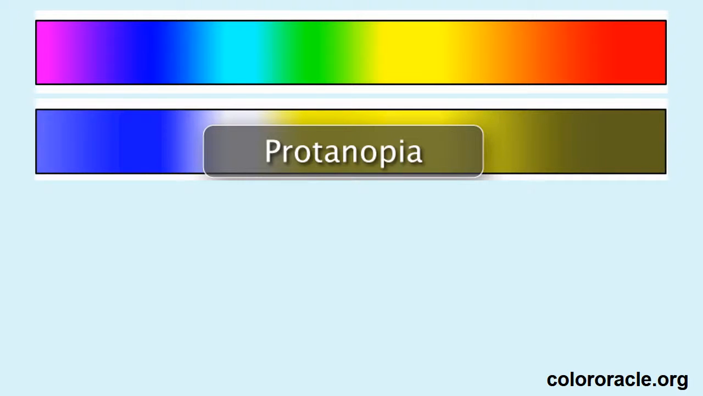So on the top you're seeing normal vision, and using the Color Oracle I simulated the possible view from a protan. So you can see that the reds look like yellow shades that darken, and that yellow and green are indistinguishable. So this is a possibility of what a protan may see.